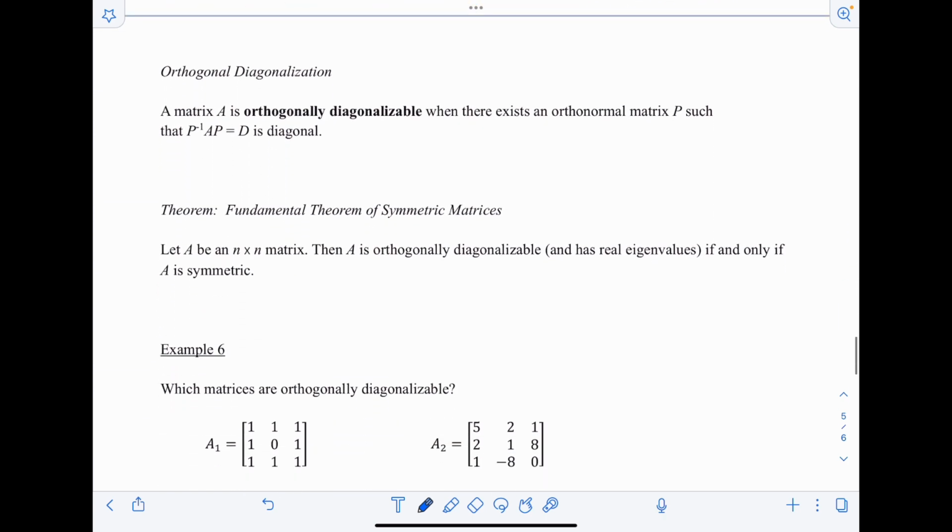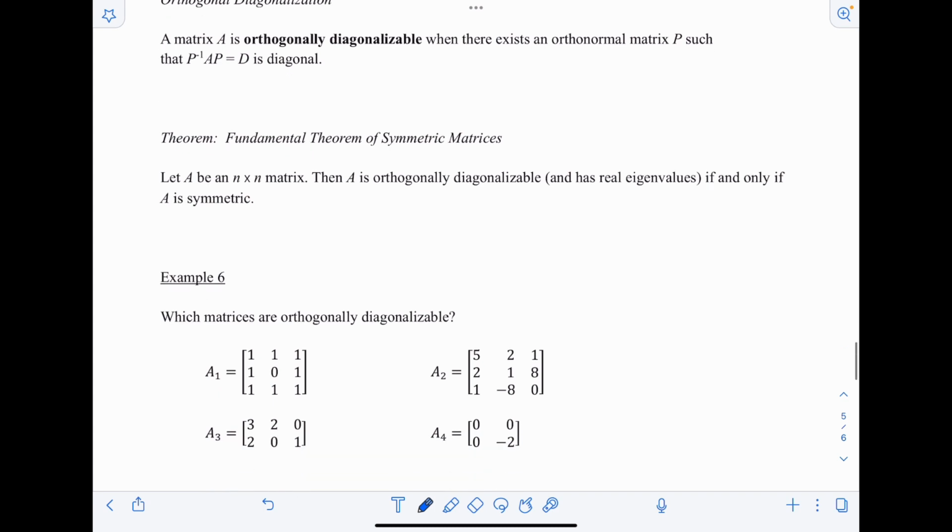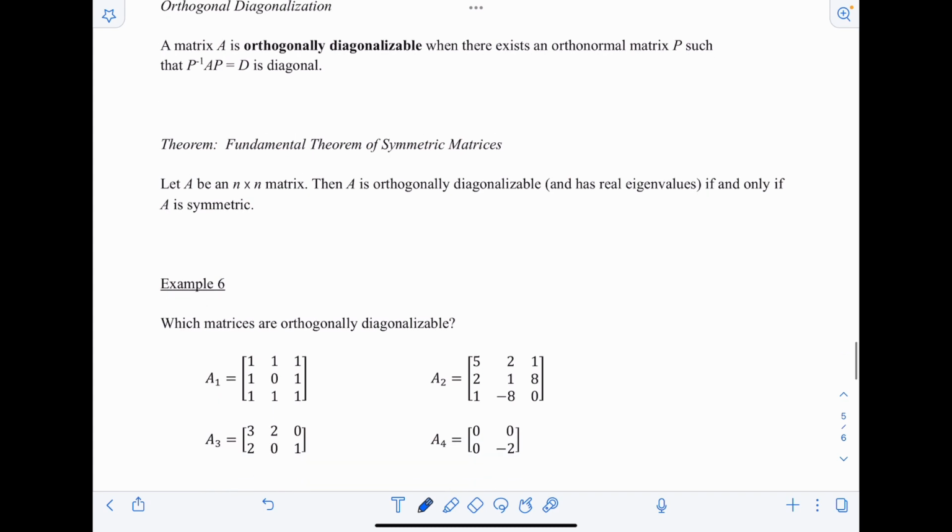But let's get into orthogonal diagonalization, one of the big points of this lesson. It says a matrix A is orthogonally diagonalizable when there exists an orthonormal matrix P such that P inverse times A times P equals a matrix D that is diagonal. And the theorem that follows is, if we have a square matrix A, then A is orthogonally diagonalizable and has real eigenvalues if and only if A is symmetric.